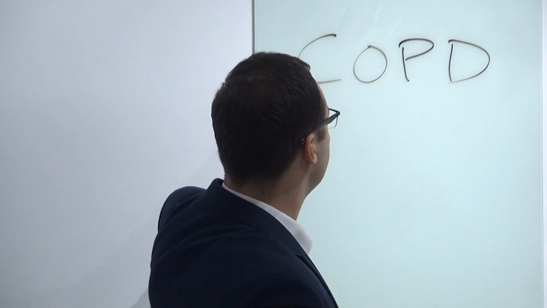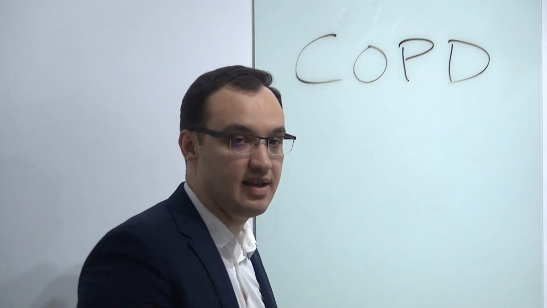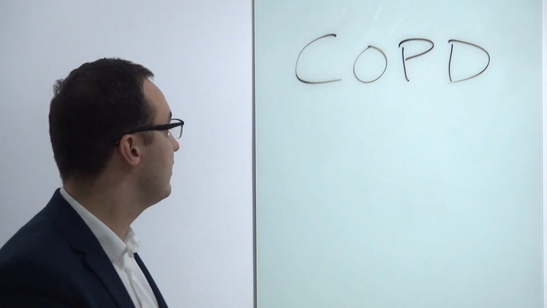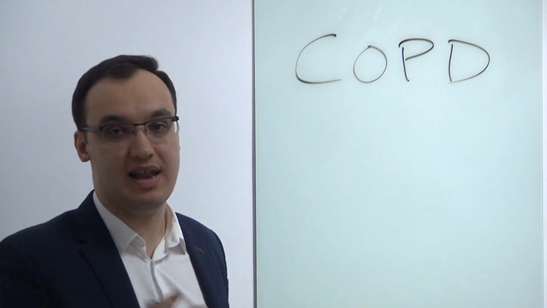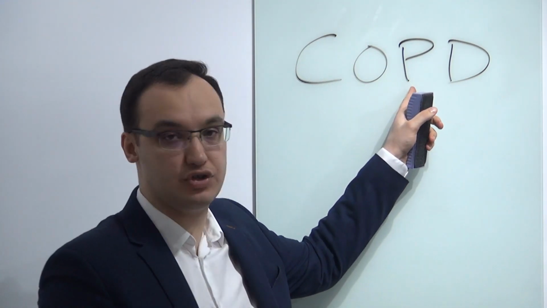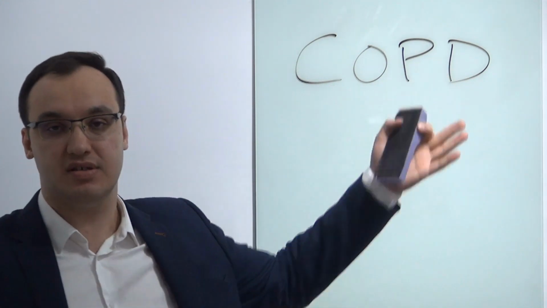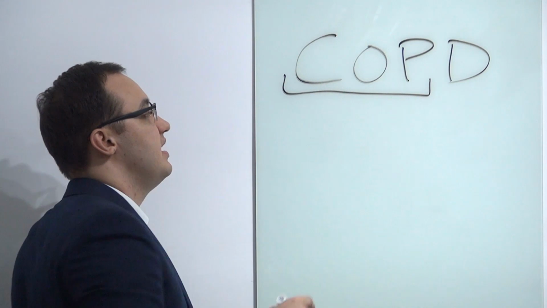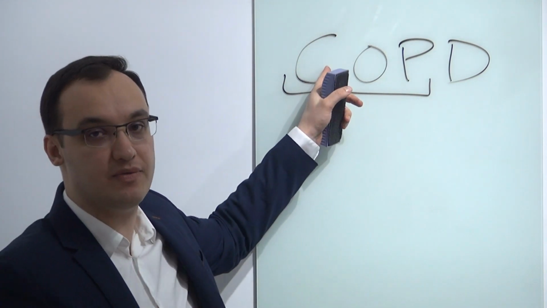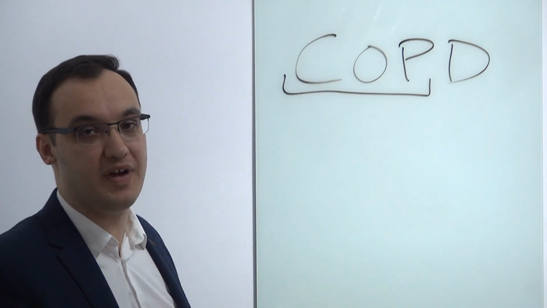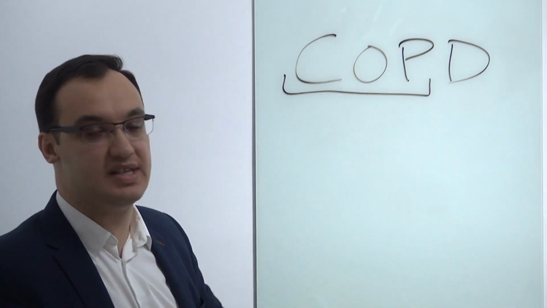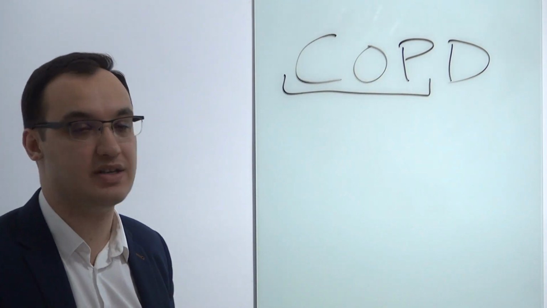And chronic means the time, then obstructive means that the lung is obstructed, the airways of the lung. So pulmonary is the lung, so it's an obstruction of the pulmonary system. Disease just says that it's a disease. So actually it's a chronic disease, meaning it takes a very long time for the treatment to take effect, and the treatment will be lifelong. It's an obstructive disease of the pulmonary system, so the lung system.